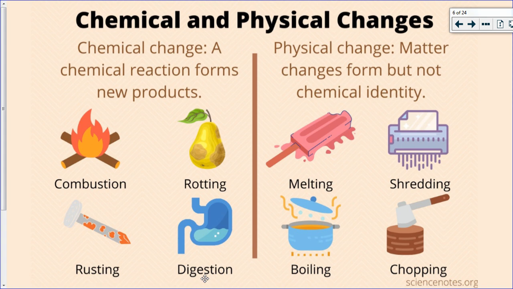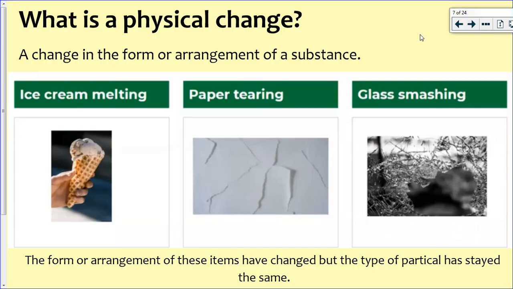Whereas a physical change is a matter that changes form but not chemical identity. So shredding paper, you can have paper as a whole. When you shred paper, it's still paper, okay? Or chopping wood, you can have a big piece of wood, chop it into smaller pieces of wood, it's still wood. So a physical change is when something just changes in physicality. It's the change in the form or arrangement of a substance, and this is what we're going to be focusing on today. Next week you'll learn more about a chemical change.